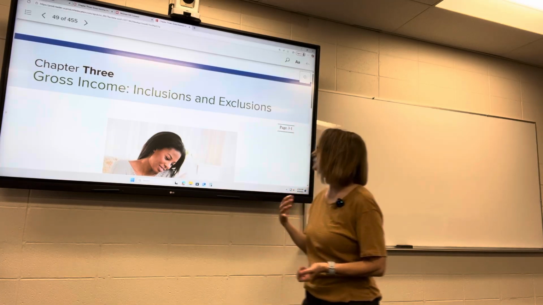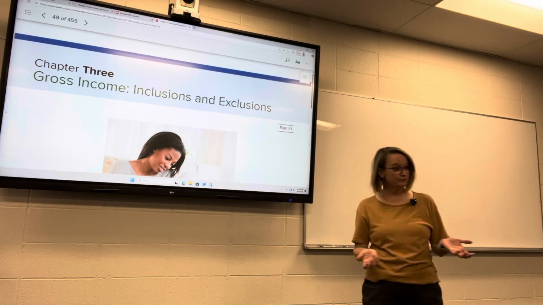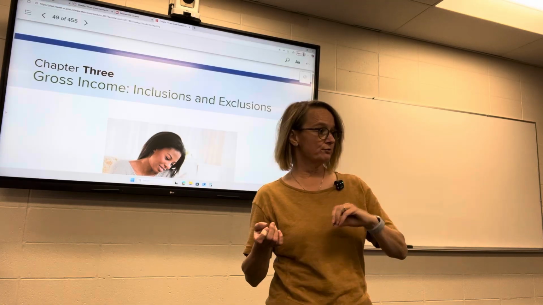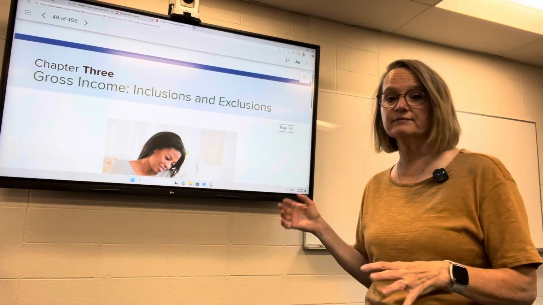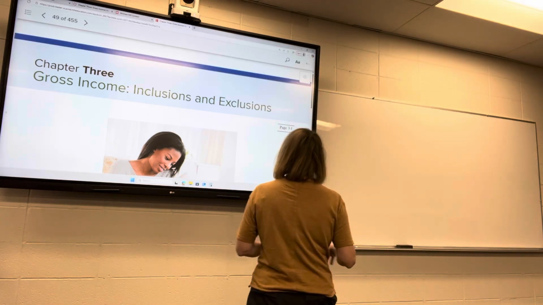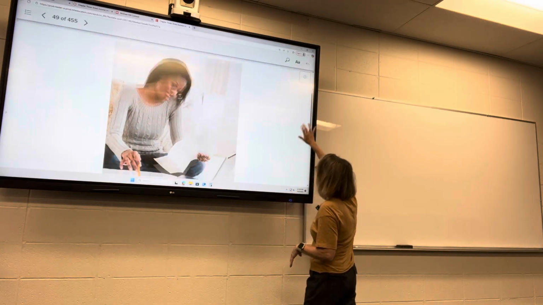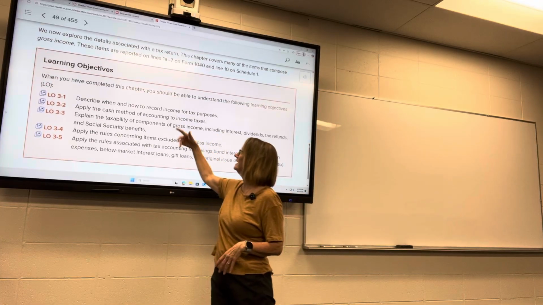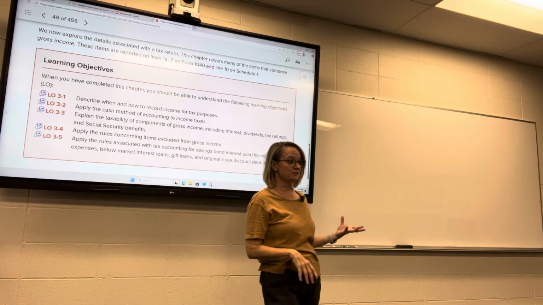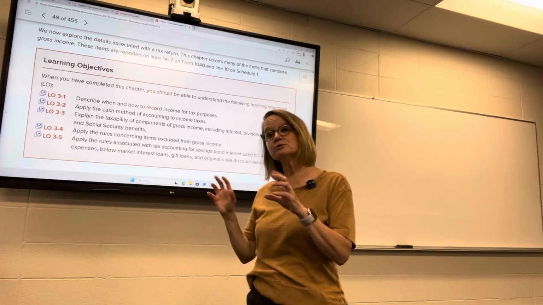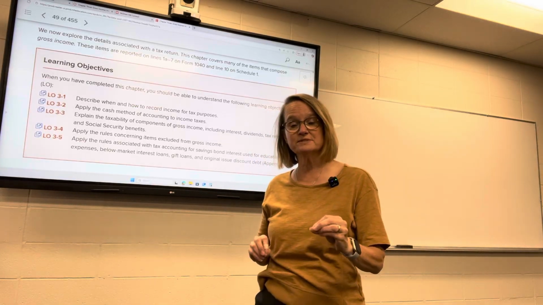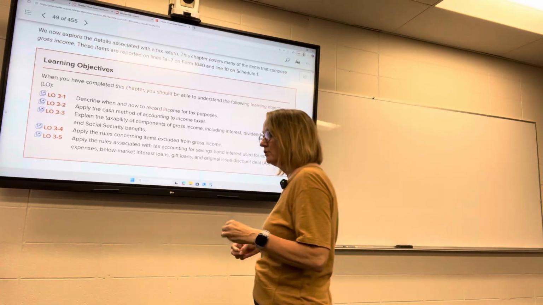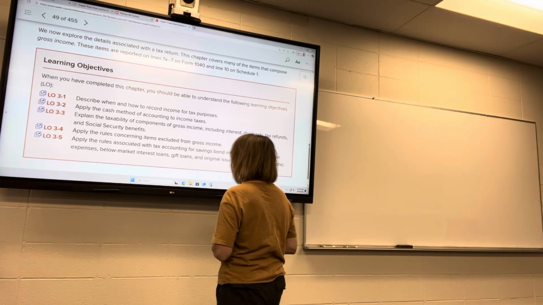Okay, so we're going to go through those items that are included as gross income items, and we're going to go through some of the items in this chapter that are not included or are excluded from gross income. So first thing we're going to talk about is when and how we record income for tax purposes. As opposed to financial accounting purposes, that whole revenue recognition thing is a little bit different for tax than it is for financial accounting.